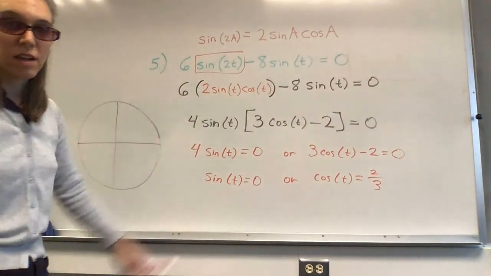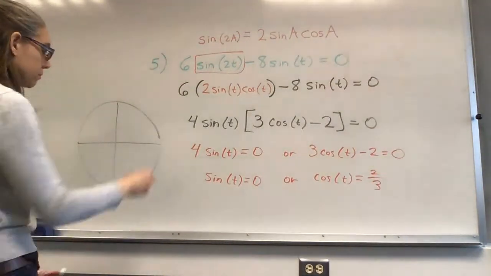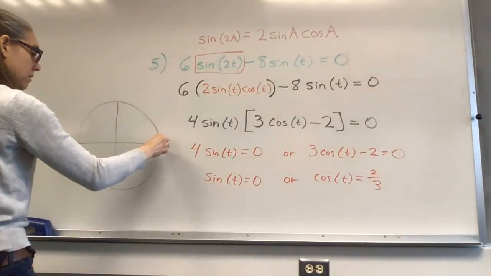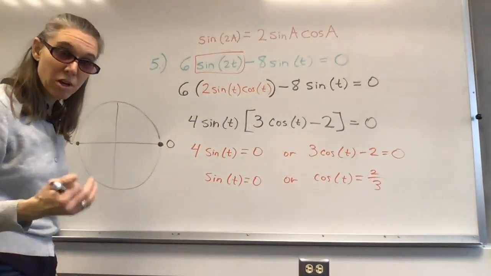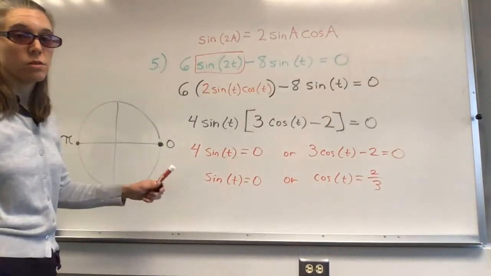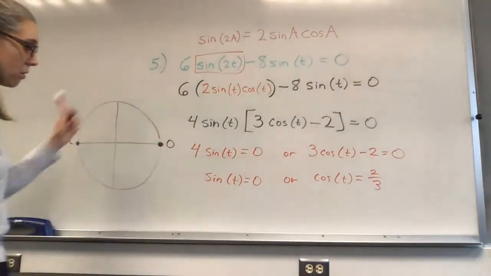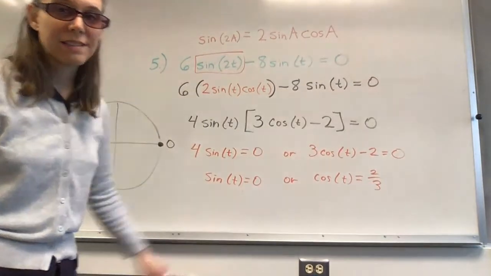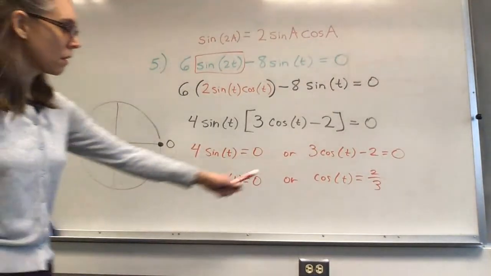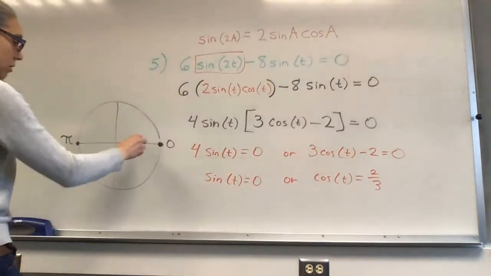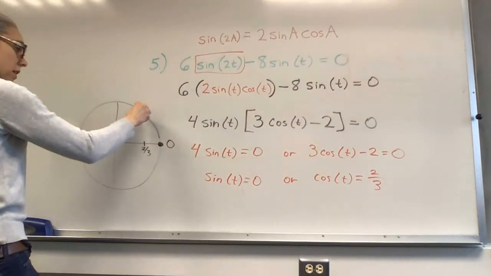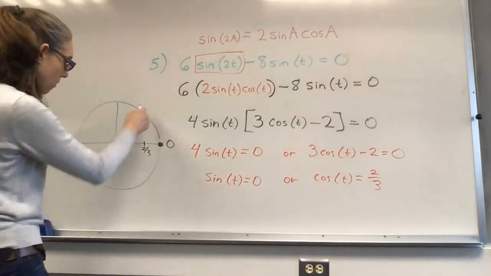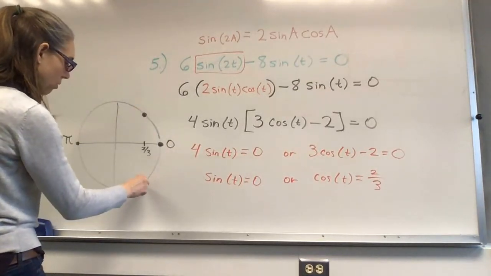Where do we have the sine of t equal to 0? We're at 0 and pi. We want all answers between 0 and 2 pi, but not including 2 pi, so we use 0, not 2 pi. So those are the solutions for sine t is equal to 0. Cosine t is equal to 2/3. 2/3 is about right here on the x-axis, so we have one dot up here in the first quadrant, and then we have another one down here in the fourth quadrant.